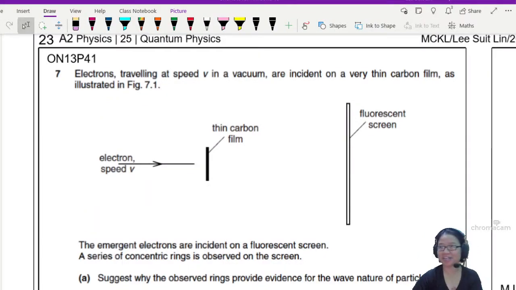Hello and welcome to another example video. This is Winter 13, ON13, paper 41, and it's about electron diffraction. So let's read the question.